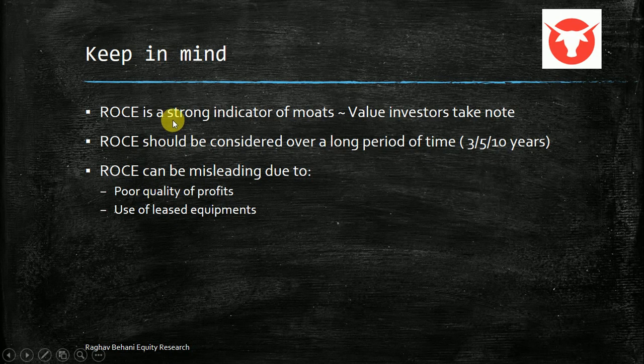Value investors always take note of return on capital employed to judge the strength of a moat and its sustainability. Return on capital employed should be considered over a long period of time. You should at least look at 3 years, 5 years or 10 years of return on capital employed movement to take better decisions. Return on capital employed can be misleading due to poor quality of profits or use of leased equipments.